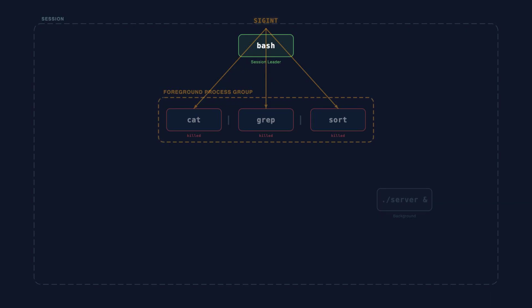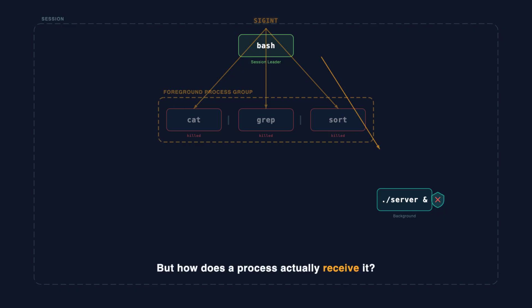This is why Ctrl+C kills your entire pipeline, not just grep or just sort. The whole group gets the signal. And here's the flip side. If you started a process in the background with an ampersand, it belongs to a different group. It doesn't get the signal. Ctrl+C can't touch it. Now the signal has been sent. But how does a process actually receive it?